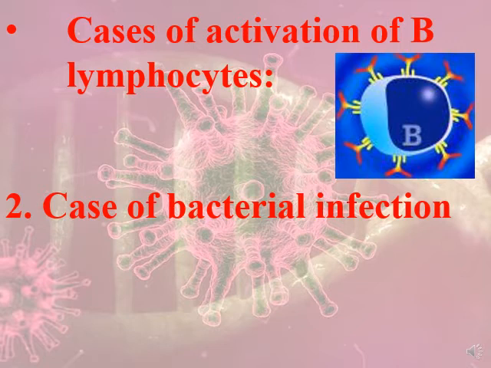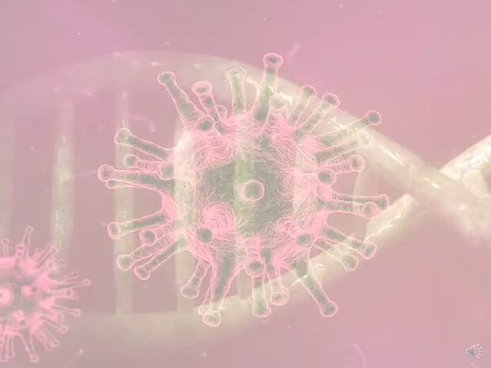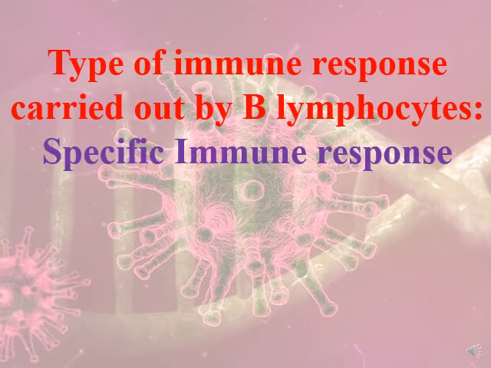So here we have two cases for the activation of B lymphocytes: the case of blood transfusion, blood donation, and the case of bacterial infection. Here a green antibody battles a red antigen. This is a war between a green antibody and the red antigen, which is a non-self antigen. The type of the immune response carried out by B lymphocytes is also called specific immune response.